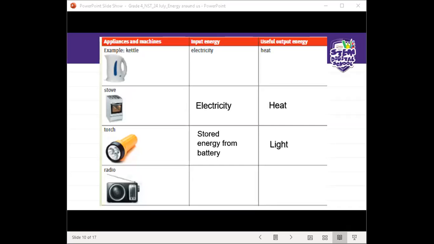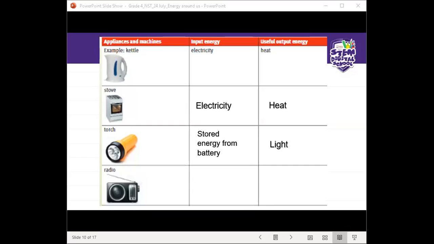You're welcome, ma'am. Awesome. Okay, Tebelo, why do you keep putting your hand up and down? What's up? Ma'am, a radio you use with the plug and the output energy is sound. Sound, all right. Thank you. Awesome. All right, so let's see, do we have any more hands? All right, so no hands.